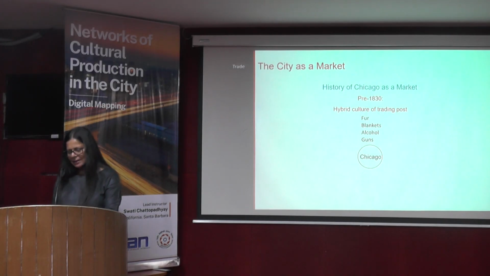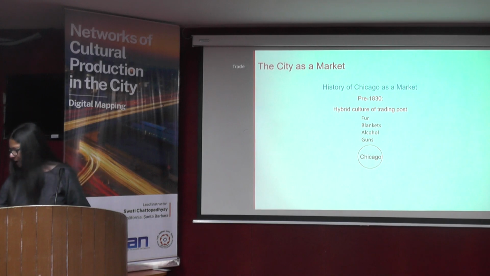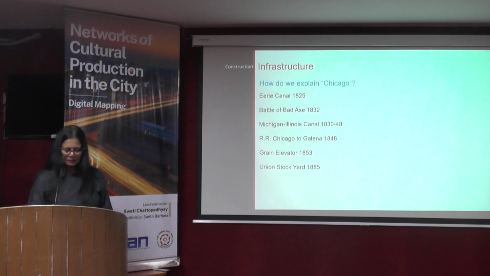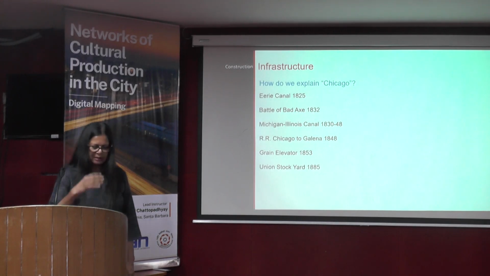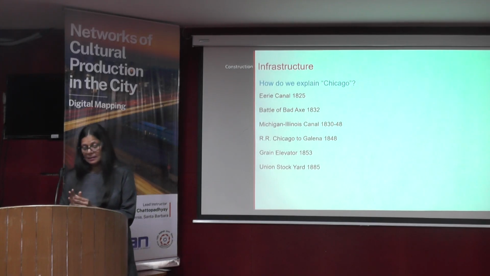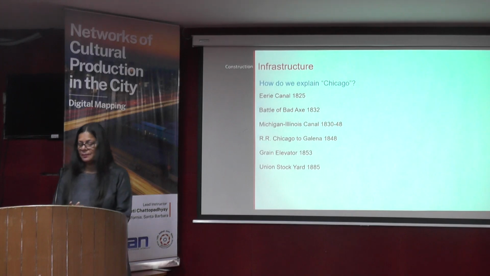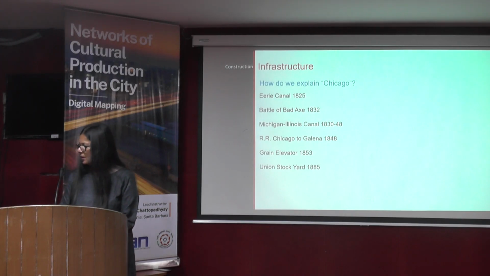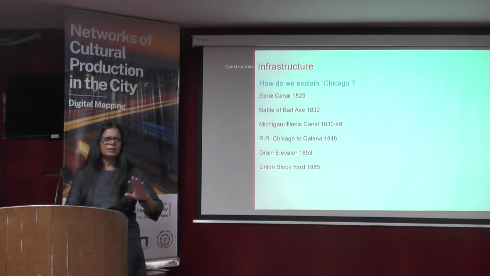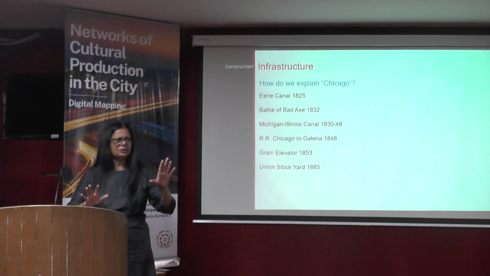So at 1830, the only things that were really sold were fur, blankets, alcohol, and guns. Post 1830, these are the three commodities coming together to create Chicago. But to really understand why these three industries took off and made Chicago what it is by the mid and certainly the second half of the 19th century, there are various factors, and you can think of them as loosely connected to each other.